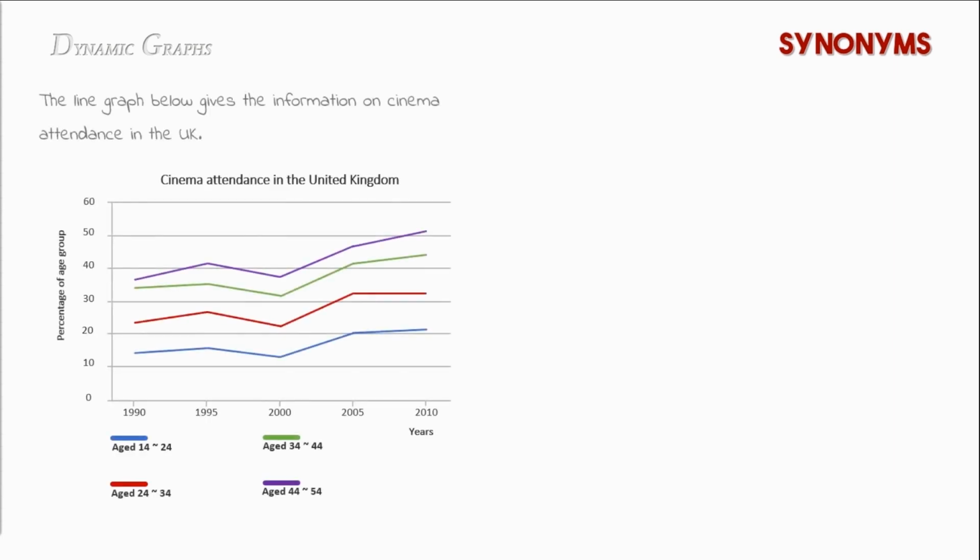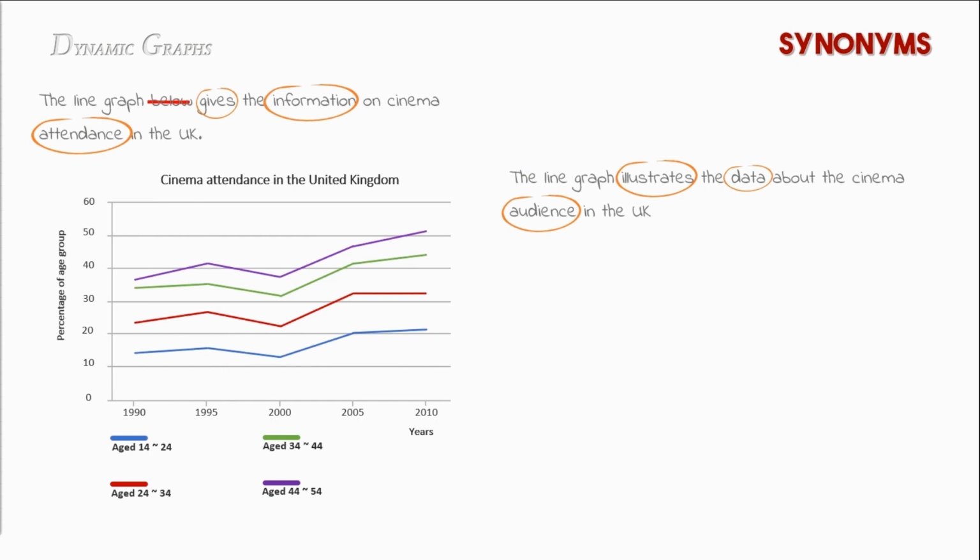For the first strategy, using synonym, this is the prompt. The line graph below gives the information on cinema attendance in the UK, and this is how we paraphrase it. The line graph illustrates the data about the cinema audience in the UK. We have to remove the word below since we will not have the given graph when we write a report in the official test. We change the verb gives to illustrates, and the word information is changed to data, and the word attendance to audience.